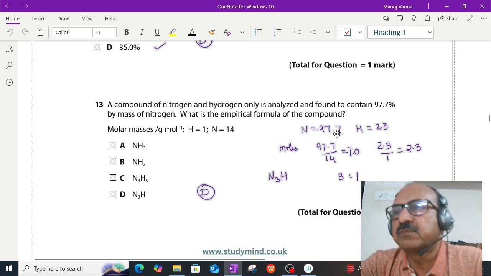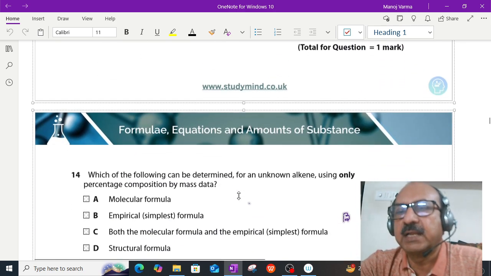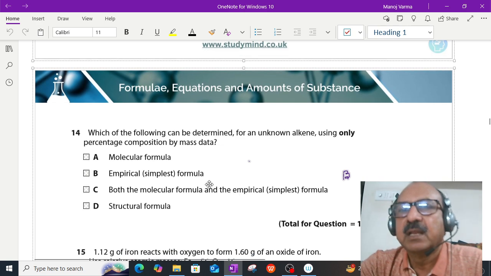The percentage of nitrogen is 97.7, so hydrogen will be 100 minus 97.7, that will be 2.3. Find the moles of nitrogen, that is 97.7 divided by 14, this gives me 7 moles, and 2.3 divided by 1 gives me 2.3, which is roughly in the ratio of 3:1. So this 3 represents nitrogen and 1 represents hydrogen, so the formula is N3H, which is D, and not what we suspected, NH3. That's not the answer. The answer is N3H. Okay, so let's go to the next question.